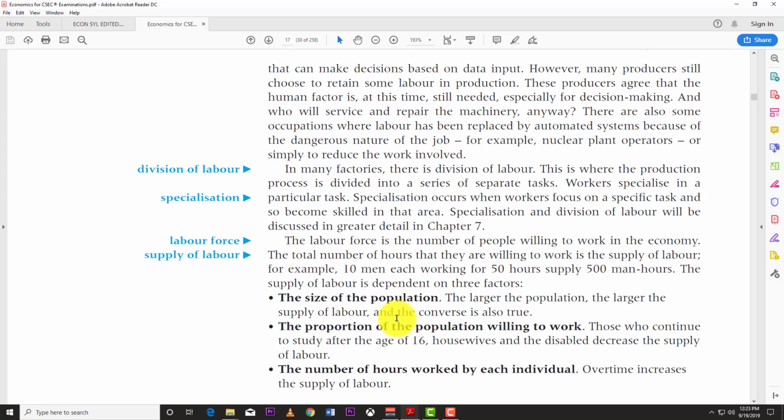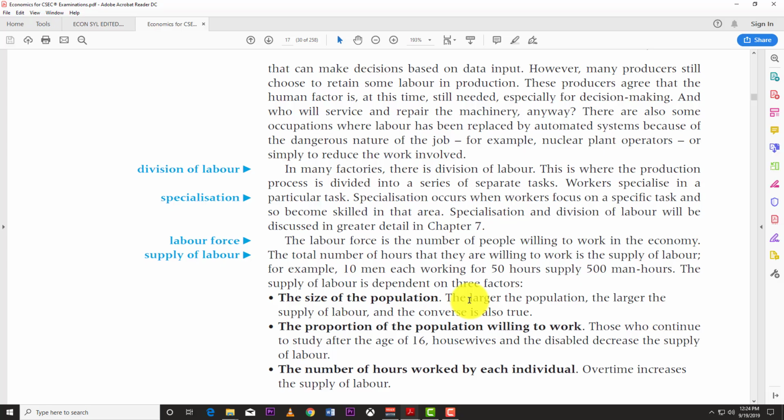So the size of the population determines the labor supply. The larger the population, the larger the supply of labor, and also the reverse is true. For example, in the Caribbean, a lot of us are small nations. For example, I think one of the smallest nations in the Caribbean would be St. Kitts, where they have like 50,000 people. That's the population, and of course that's not the labor force because the 50,000 includes both children and adults. So you could imagine the labor supply would be so much smaller.